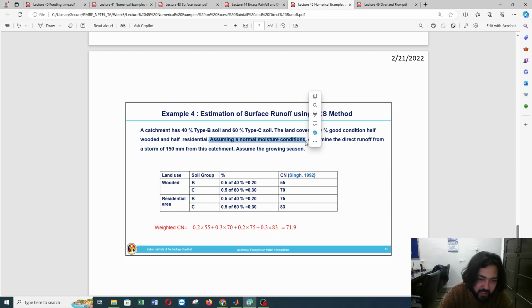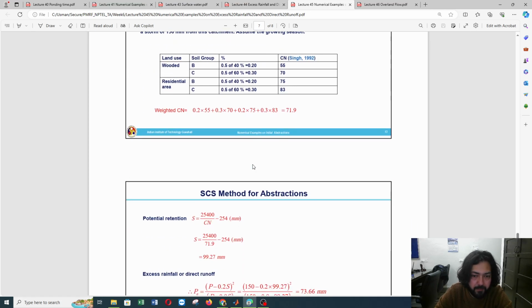So now we can take weighted CN. Weighted CN is nothing but the product and addition of column 3 and column 4. So we got an average CN value of 71.9 for the entire catchment, right? And also in the data set they have given us direct runoff of a storm of 150 mm. That is, they have given us the value of capital P.